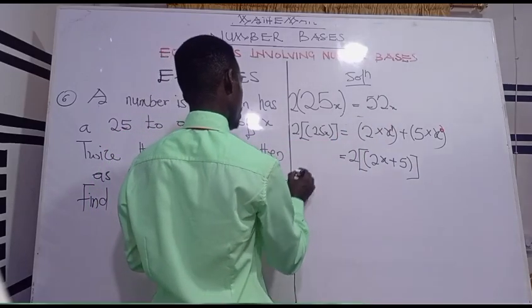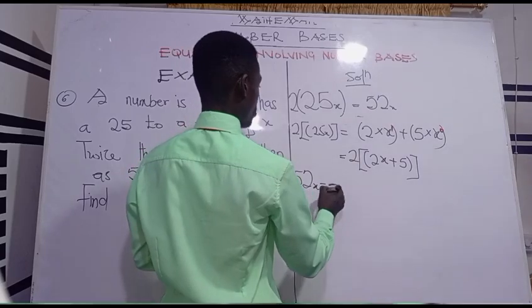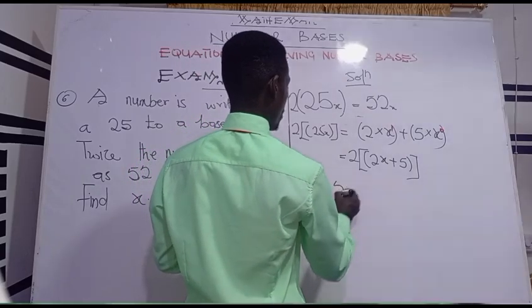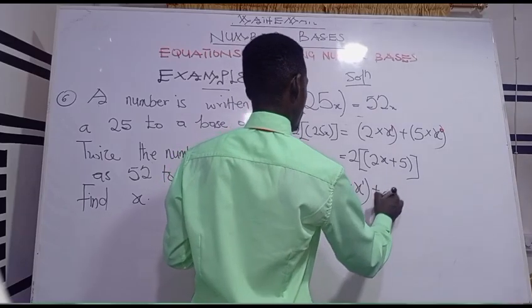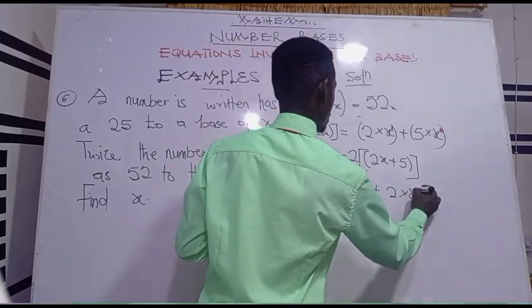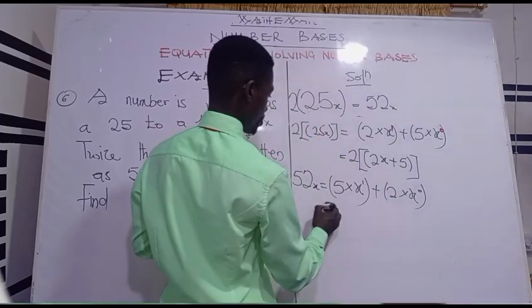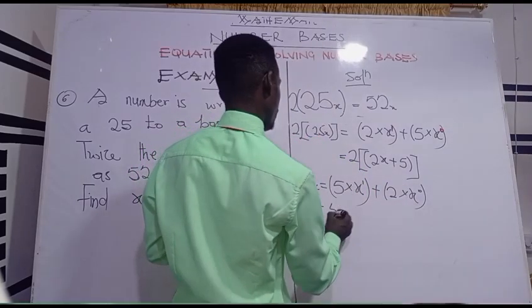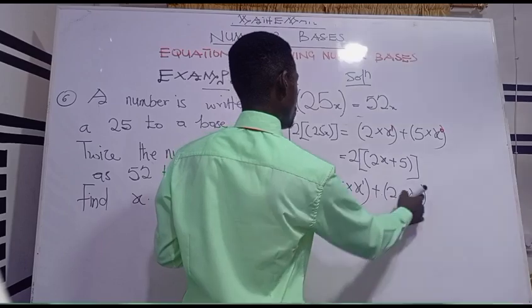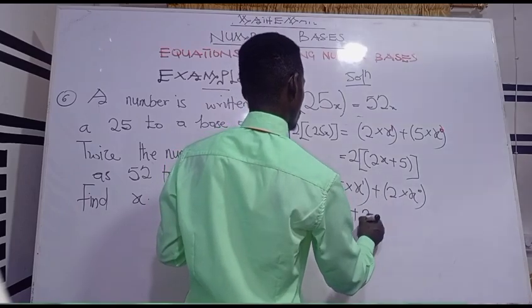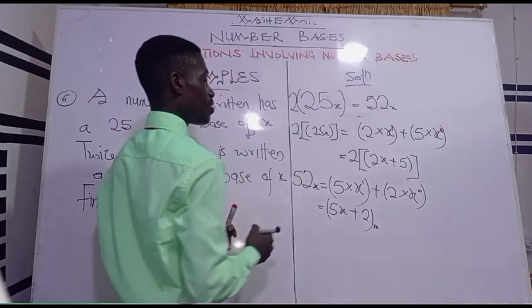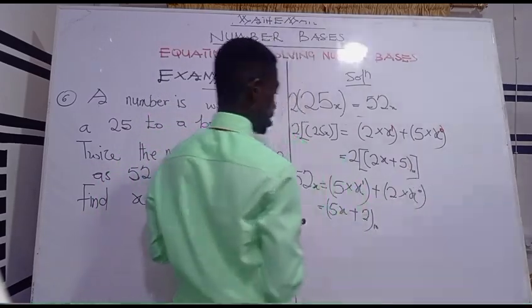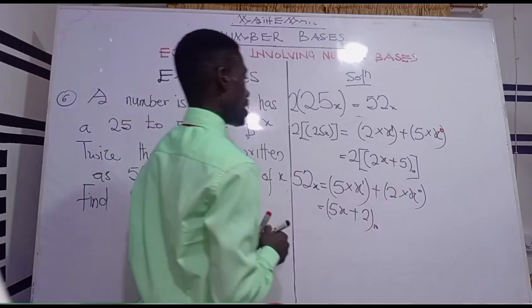So we have 52 to the base of x. So we are going to get 5 times x to the power of 1 plus 2 times x to the power of 0. 5 times x will give us 5x plus 2 times x power 0 will give us 2. So all of these have been converted to a base 10. We can equate them and then solve for x.